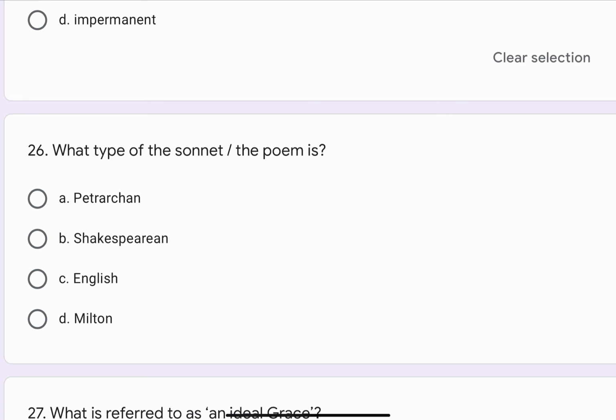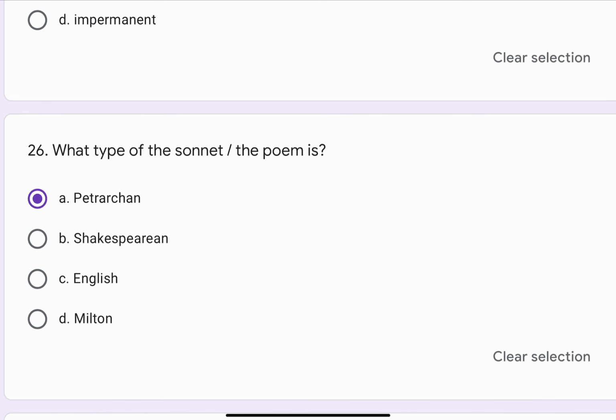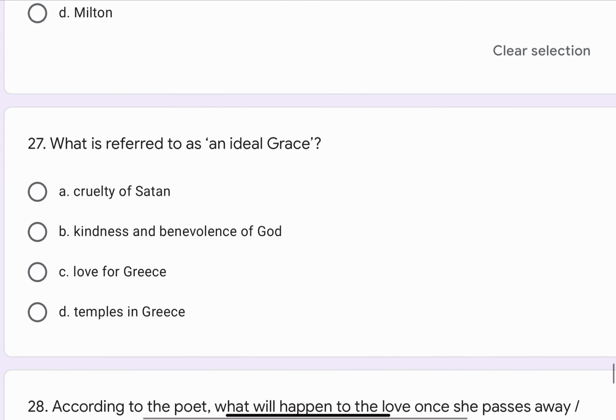Question 26. What type of sonnet is the poem? Options are A. Petrarchan, B. Shakespearean, C. English, or D. Milton. Correct option is A. Petrarchan.